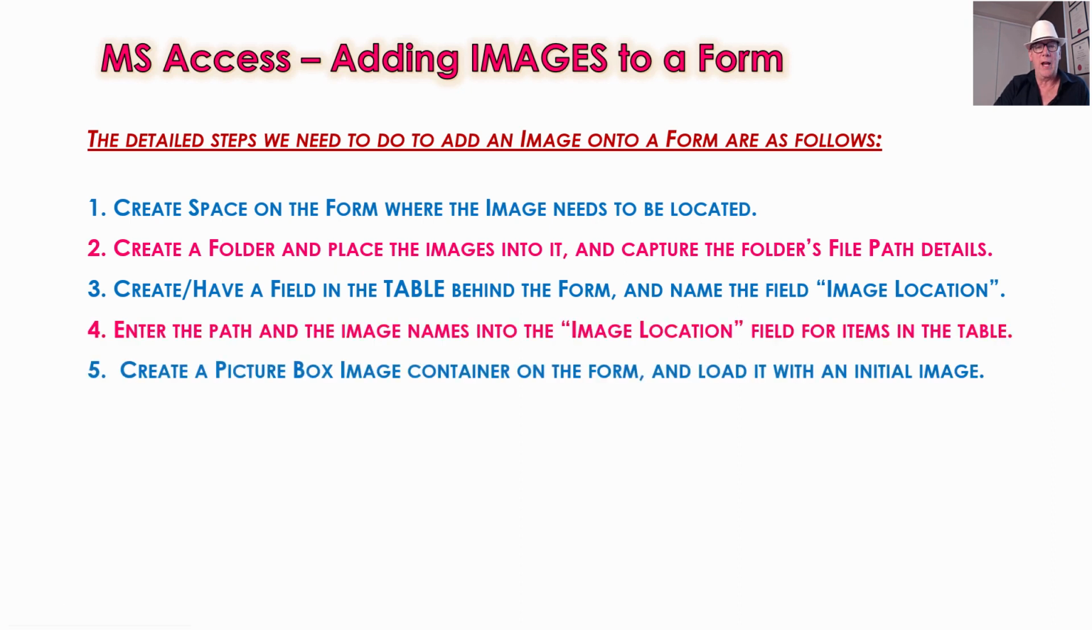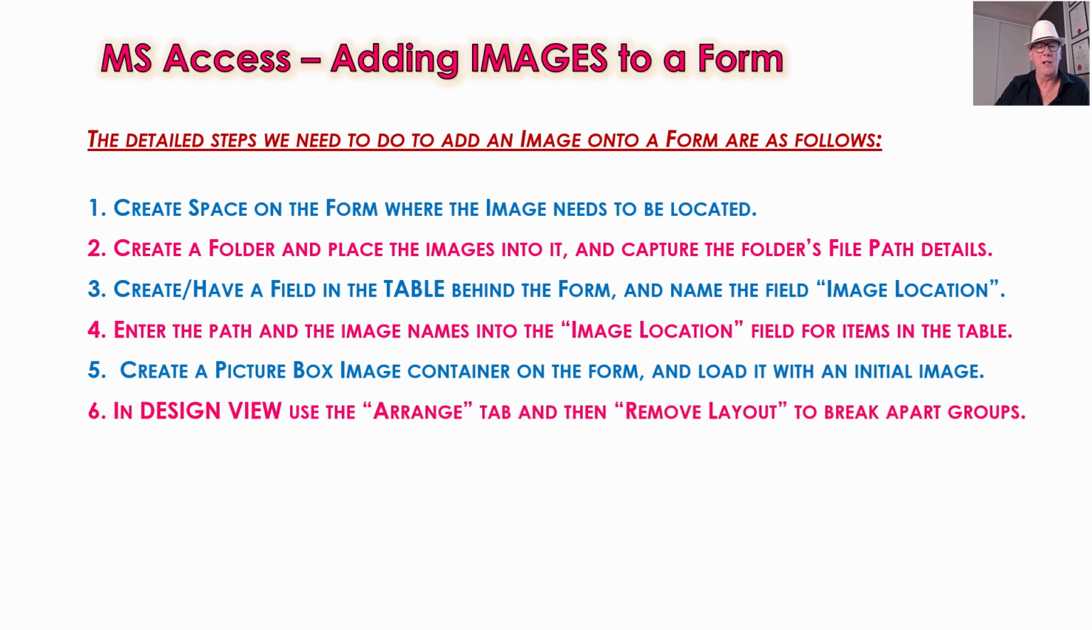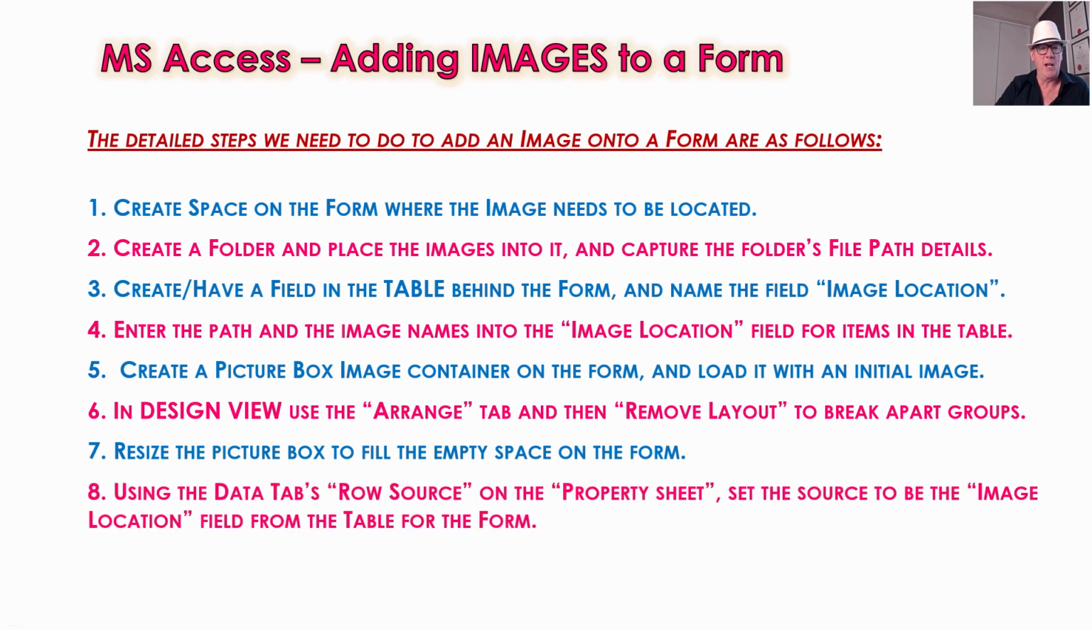And step 5, we create the picture box container on the form, and we just load it with an initial image. And that initial image will be there for all of the records, the same image. But what we do is in Design View, we're going to use the Arrange tab and remove layout so we can make space to make the image a bigger size and make it look better. Resize the picture box to fill the empty space properly.